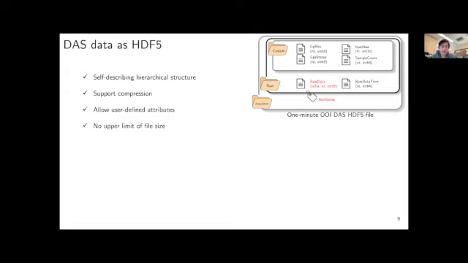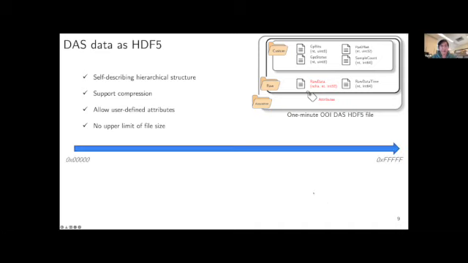The answer is inside the HDF5 structure. We say H5 is self-describing, it has a hierarchical structure, it supports data compression, it allows user-defined attributes, and theoretically, there's no upper limit on how big a single HDF5 file is. But all of these structures, attributes, and metadata need to be mapped into the linear disk space, and the data is then unevenly distributed in the file. And H5 uses a pretty complex mechanism to track where the data are physically located in the files.